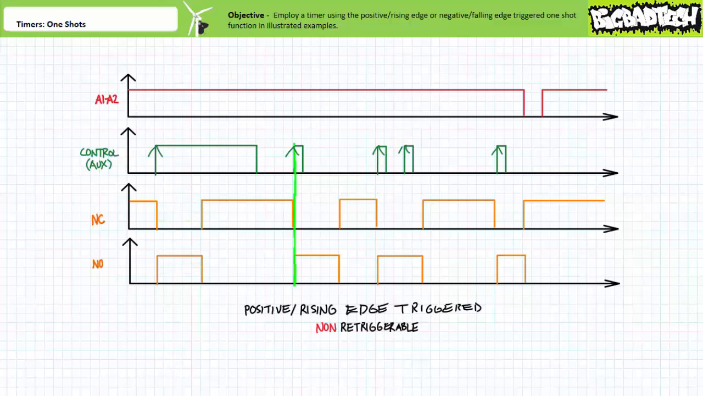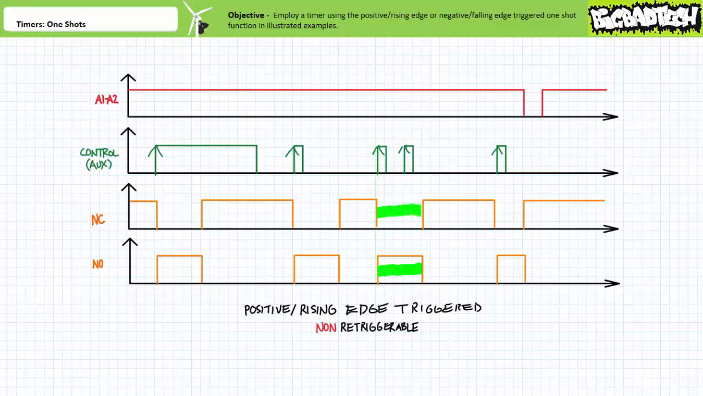Again, given the controlling input experiences a positive edge-triggered event here, the timer executes the one-shot function for a period t. The associated contacts temporarily assume the opposite activated state. After the one-shot period has elapsed, the associated contacts return to their deactivated state. Note the triggering input was a brief pulse, but the timer still triggered only on the positive edge. Oftentimes, manufacturers specify certain minimum triggering times. Again, given the controlling input experiences a triggering event here, the timer executes the one-shot function for a period t.